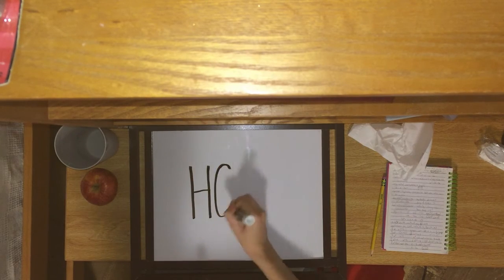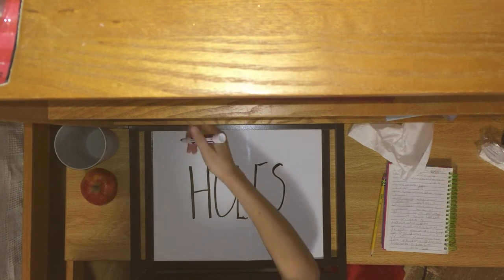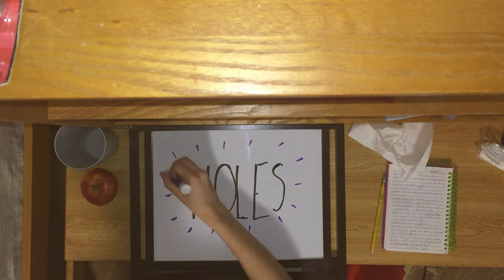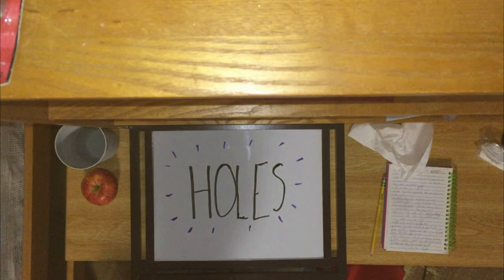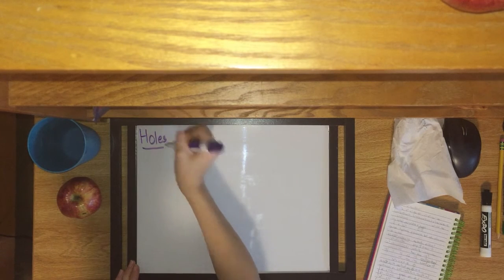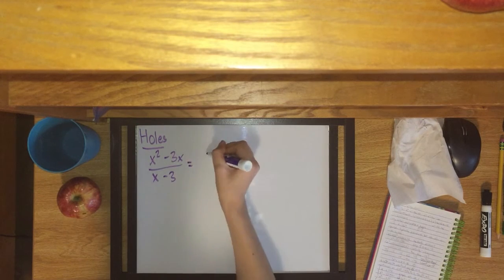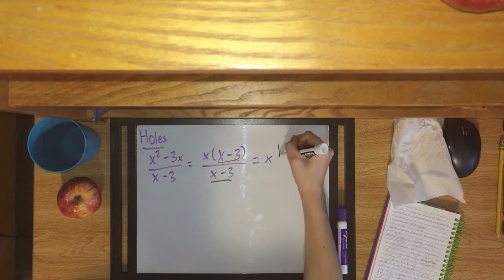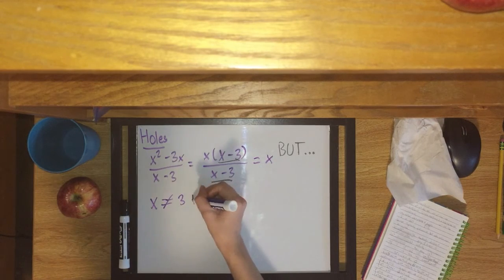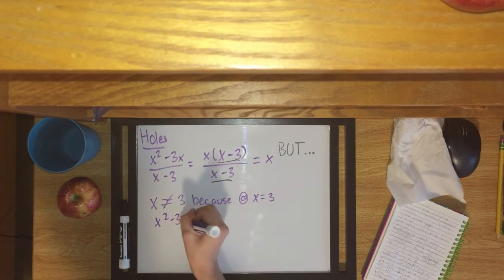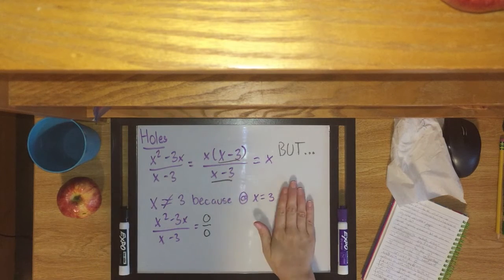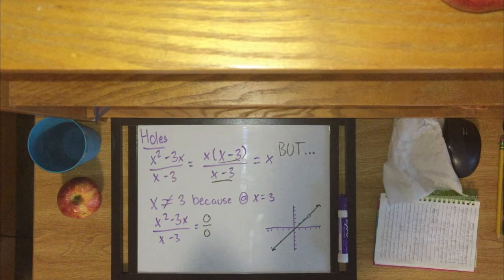We get holes when at a specific value, the function is equal to 0 over 0. 0 over 0, as you can imagine from all of your algebra training, is undefined, but not in the same way as the vertical asymptote, because the limit still exists as if the function was continuous. We have x squared minus 3x over x minus 3. We can easily see that x minus 3 factors out of both the numerator and the denominator. But even though the function is equal to x, there must be a hole at positive 3, because it's clearly not defined at positive 3. We have 0 over 0.